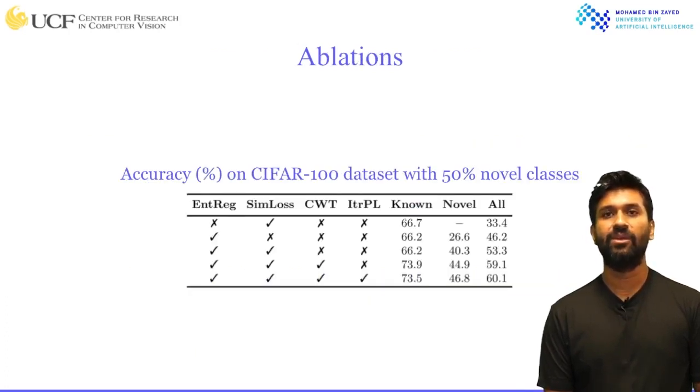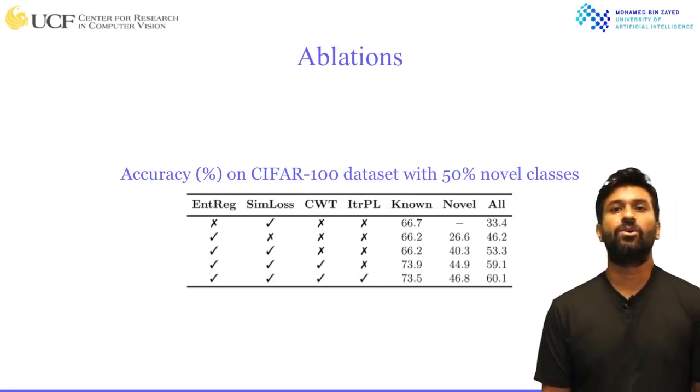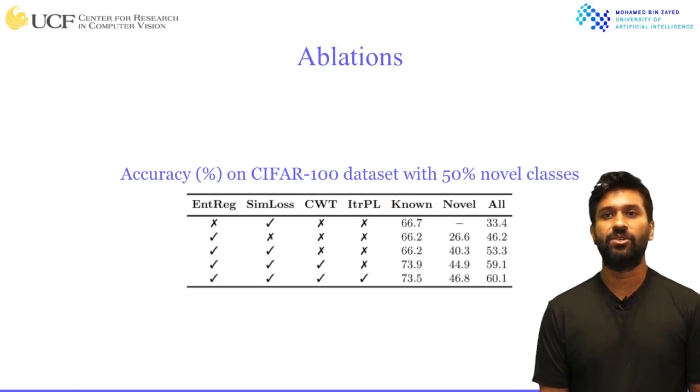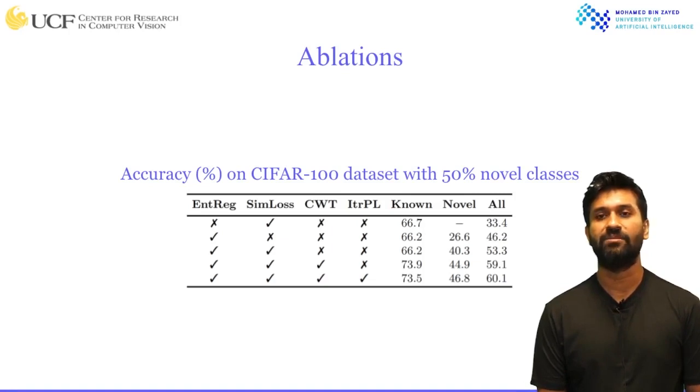Now, here we are looking into our ablation study on the CIFAR 100 dataset with 50% novel classes, and we look into different aspects of our solution. That means entropy regularization, pairwise similarity loss, closed-world training, and iterative pseudo labeling. In the first row, we see that if we don't use the entropy regularization term, our method leads to a degenerate solution. That means we cannot identify any novel classes. The next row shows that if we don't use our pairwise similarity loss, the performance on the novel classes drops by 20%. The next row shows the performance without closed-world SSL training, and we see that if we transform the open-world problem to a closed-world problem, we see almost 6% improvement on novel class performance. And we also see modest improvement using our iterative pseudo labeling scheme on novel classes.